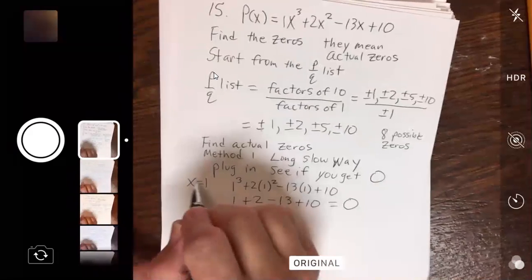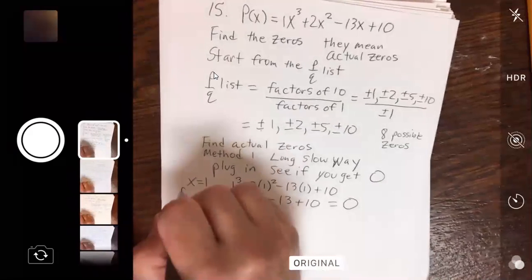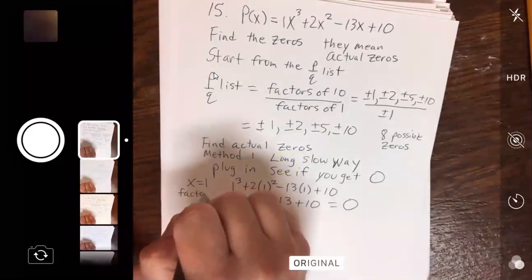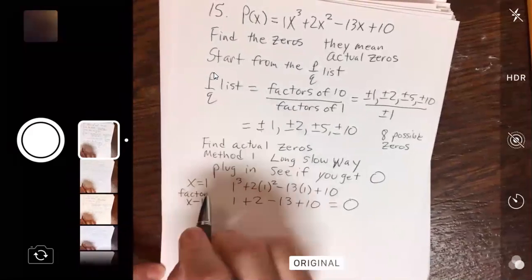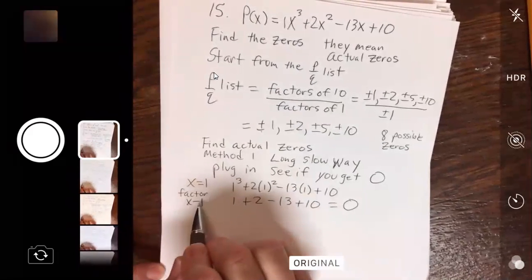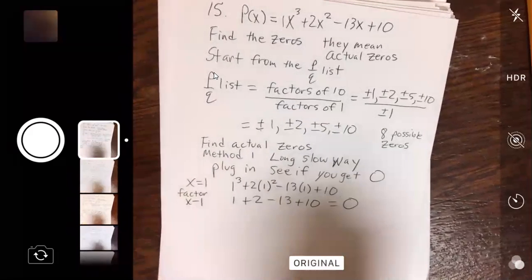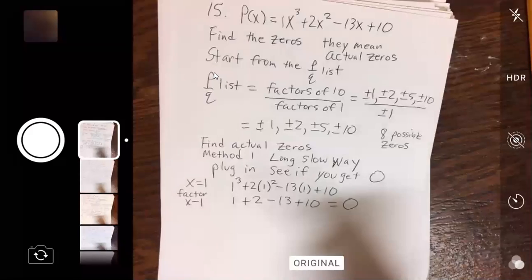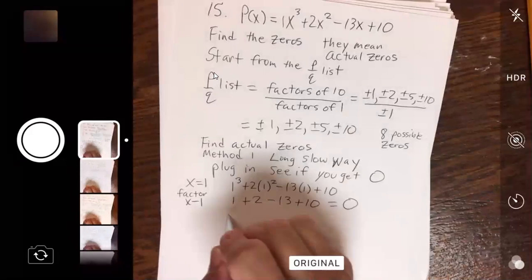Now you understand x equals 1, this means I have a factor of x minus 1. Everybody understand this? All right, because there are how many more to go? There's 7 more to go, right?